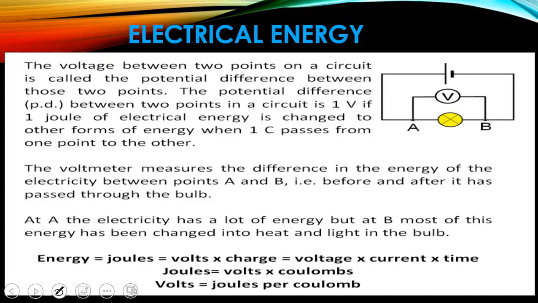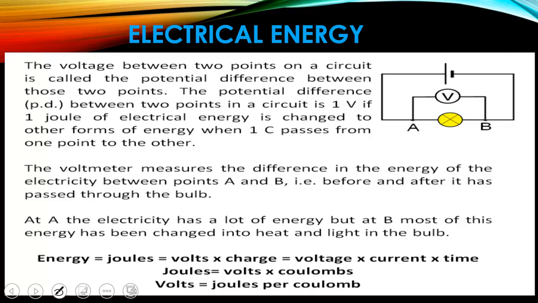Electrical energy. We will talk about the source of energy. The voltage between 2 points on the circuit is called the potential difference between these 2 points. The potential difference between 2 points in the circuit is 1 volt if 1 joule of electrical energy is changed to other forms of energy when 1 coulomb passes from one point to another point.